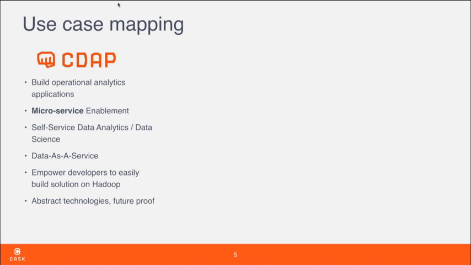So to give you an idea of the use cases that we have been solving with these technologies, from a CDAP perspective, many people use it to build operational analytics applications. They also use it for building microservices, data as services, self-service lakes, and essentially the API empowers developers to easily build data solutions on top of it. It's basically an abstraction technology that future-proofs and allows you to integrate with a different set of underlying technologies that exist on Hadoop.